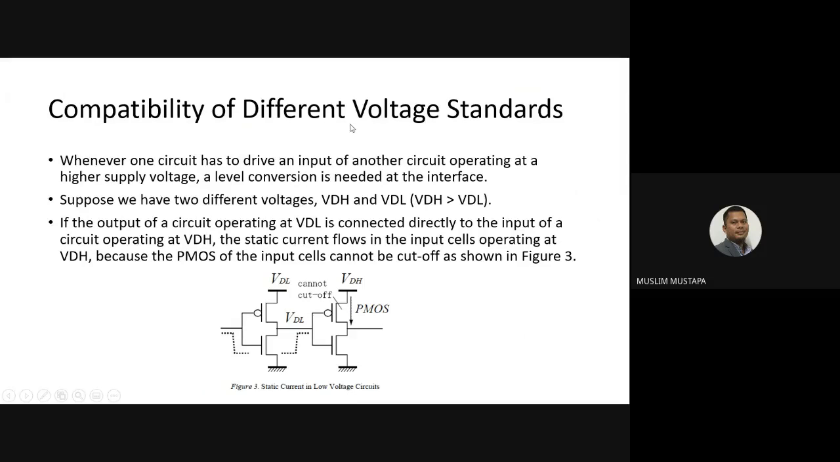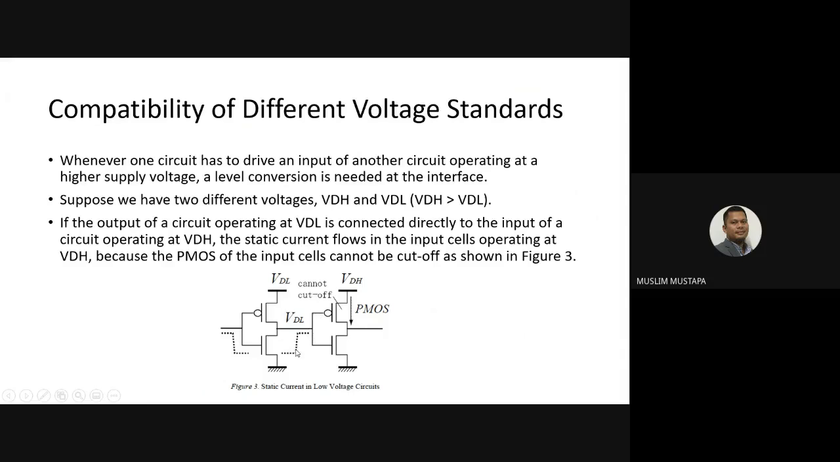So, compatibility of different voltage standards. This is an example of how static power leakage occurs in CMOS design. Let's say there are two transistors that sit next to each other, and the voltage VDH is larger than the voltage supplied to the neighboring transistor. So what happens when there are differences in the voltage?